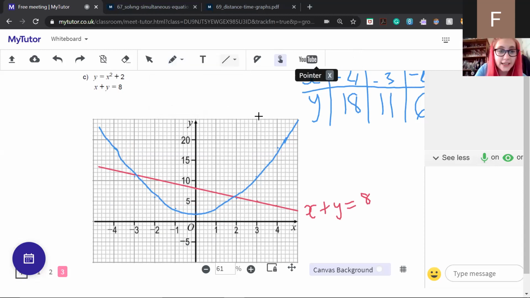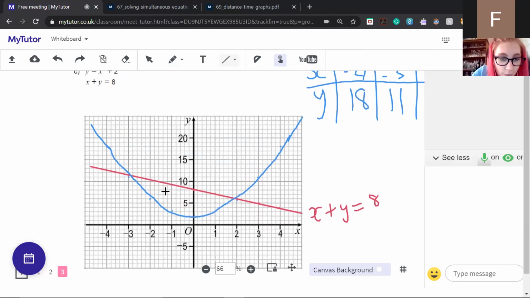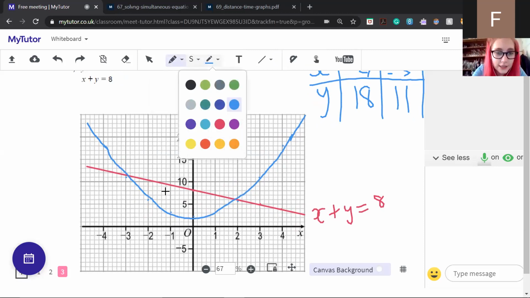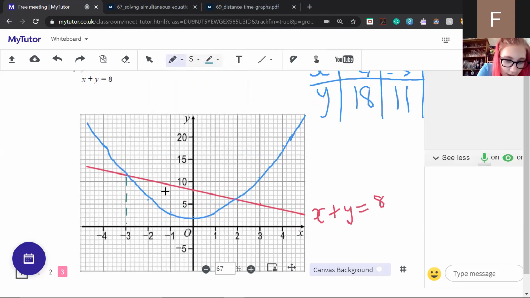So remember, x plus y is 8 all along here, and y is x squared plus 2 all along here. So where are both things true? Here and here. So let's have a look at what those are, or approximate. Well, this looks to me like it's -3, kind of, that's at about 12. Maybe that's more like 11 actually. And we can tell it's more likely to be 11 because that's there. And then this point here, so this looks to me like 2 down here and 6 here.